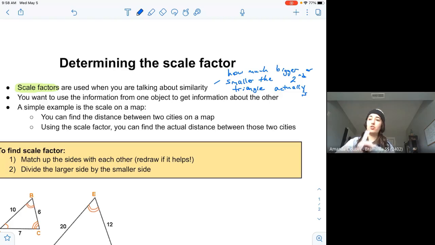And we're working with triangles because triangles are easy. They only have 3 angles. It's usually quite straightforward to determine which is which, like what's happening there.